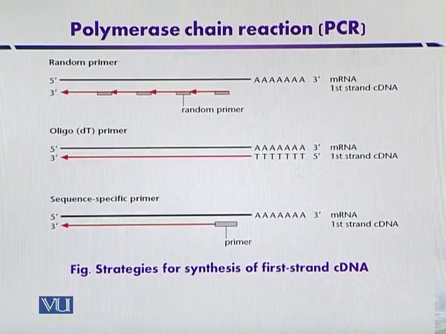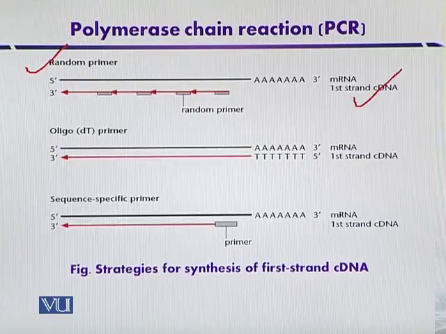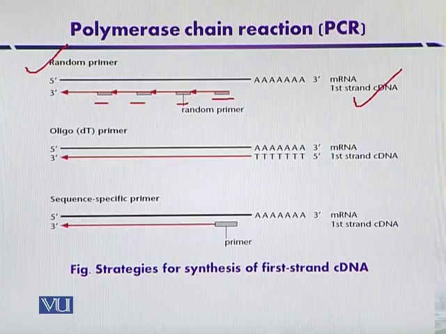And these strategies, the first one, is random priming. That is, a random primer can be used for the first strand biosynthesis of the cDNA. And here these are different sites where primers can bind randomly with the target messenger RNA. The second type is to use a short stretch of thymine residues or oligonucleotide.